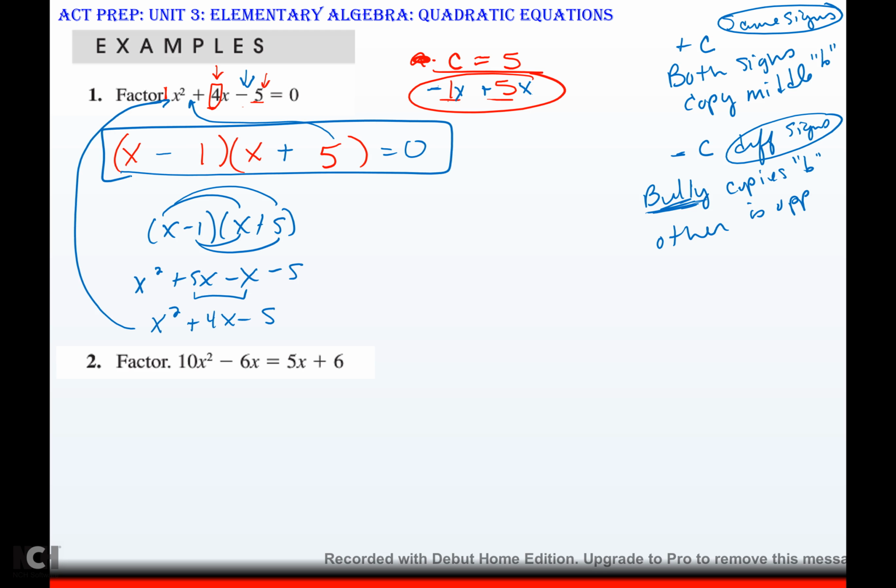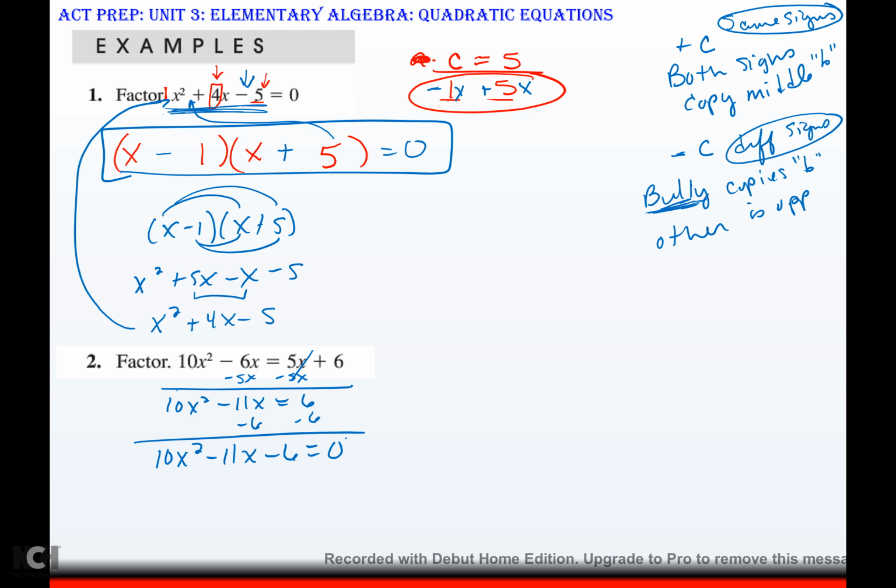Okay. Now on 2, we've got to get everything to be a quadratic equation in proper form, you need 0 on one side. So I'm going to minus 5x. That gives me 10x squared minus 11x equals 6. And I'm going to move the 6 over. You can't combine 6 with any of them, so you just drop it. So 10x squared minus 11x minus 6 equals 0. So in this case, I've got a is 10 and c is 6, if you ignore signs.